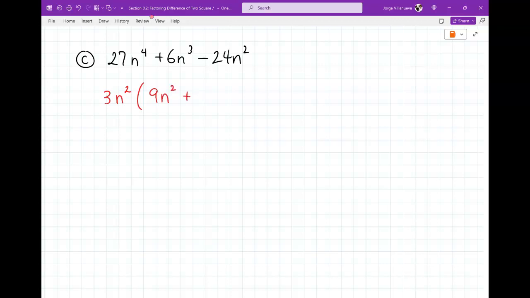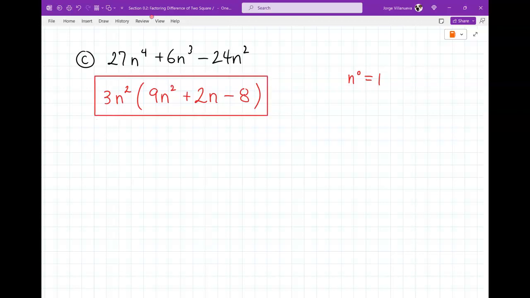Plus 6 divided by 3 is 2. N to the third divided by n squared, you just subtract the power. So 3 minus 2 is 1. So n to the first. And then minus 24 divided by 3, that's 8. And n squared divided by n squared, that's 2 minus 2, that's a 0. N to the 0 is a 1. I'm just going to put right here, n to the 0 equals 1. Anything to the 0 power equals 1. So here you go, and this one's done. All right? So this is what you guys have for your homework.